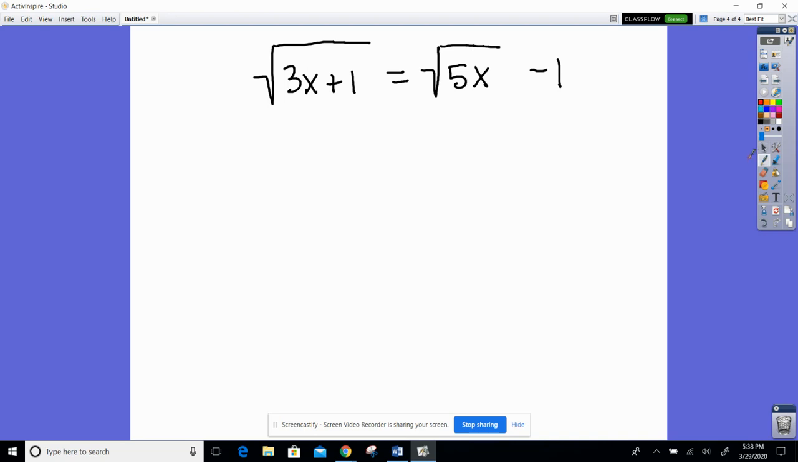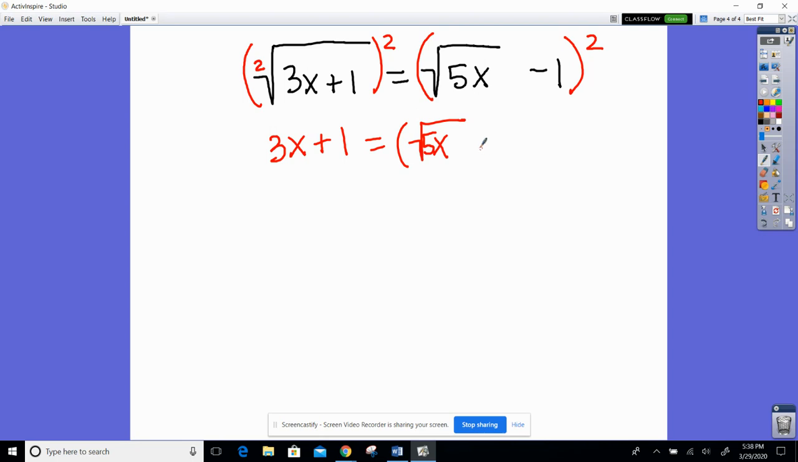Step 2 is to raise both sides to the power of the index. Again, our index here is 2, so I'm going to raise both sides to the power of 2. All right, now be careful when you do this. You have to take this whole side over here to the power of 2. All right, so what that's going to look like, your radical and your square, they're going to cancel out. So you're going to have 3x plus 1. But this is going to give us the square root of 5x minus 1, times the square root of 5x minus 1. And then we're going to have to FOIL or box this.